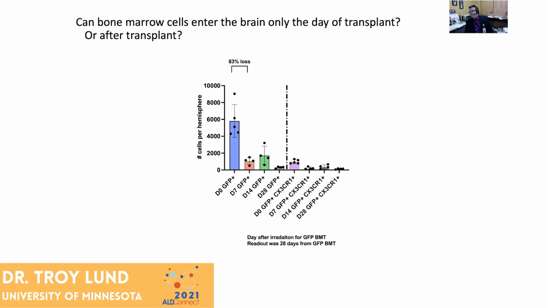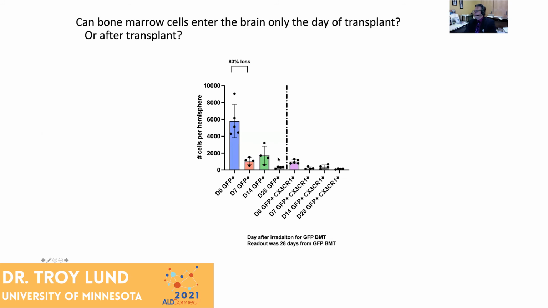What happens in the brain? So this is our standard paradigm, to give the green cells on day 0. We get, in this case, 5,000 cells. But what if we waited a week to give those green cells? We actually had 83% loss of green cell engraftment. And at 2 weeks, there's actually a little blip up here. But then if we waited 4 weeks after radiation to transplant the mice, then waited another 4 weeks, we hardly got any cells in the brain. So there is something special about the timing.